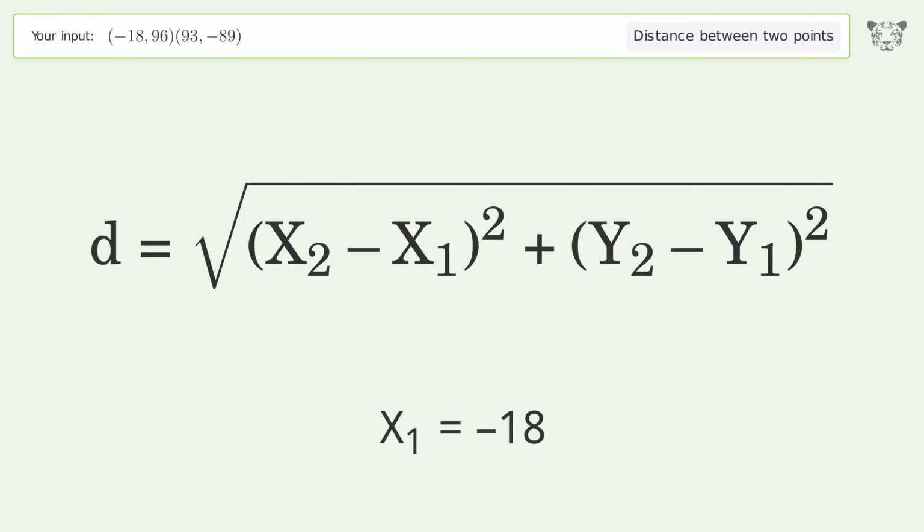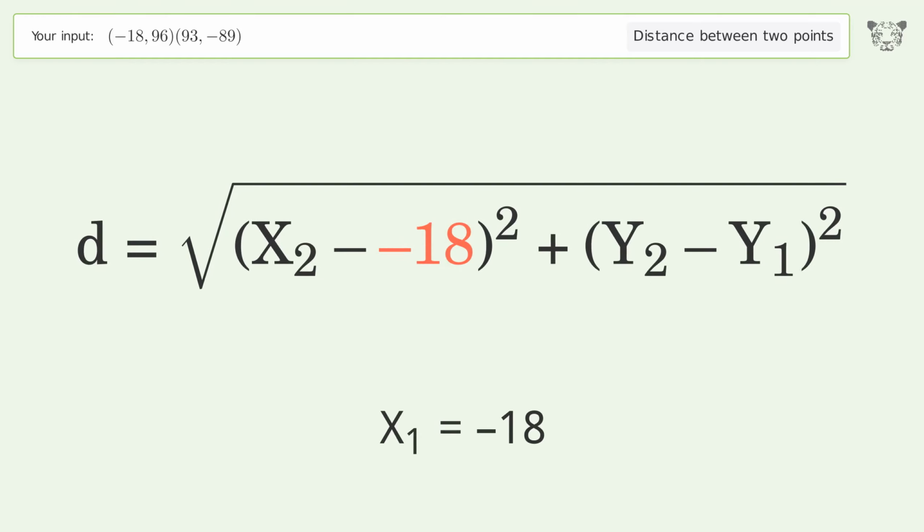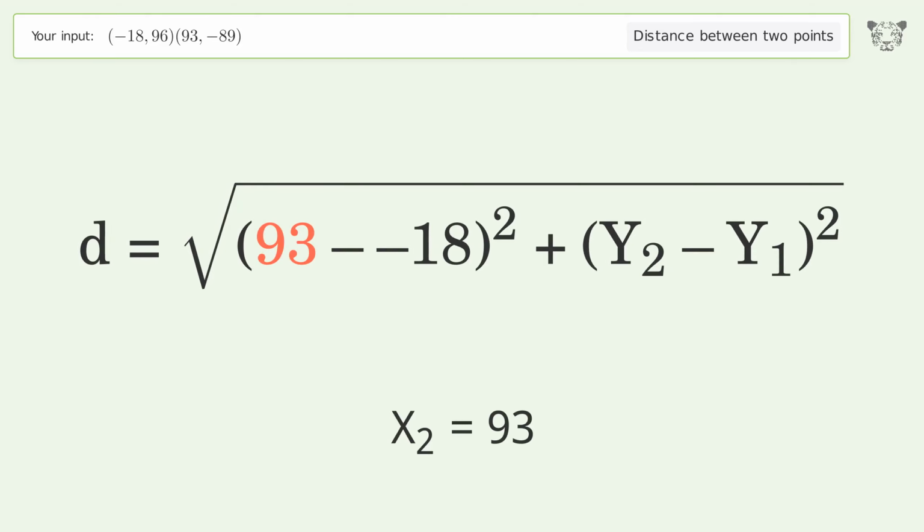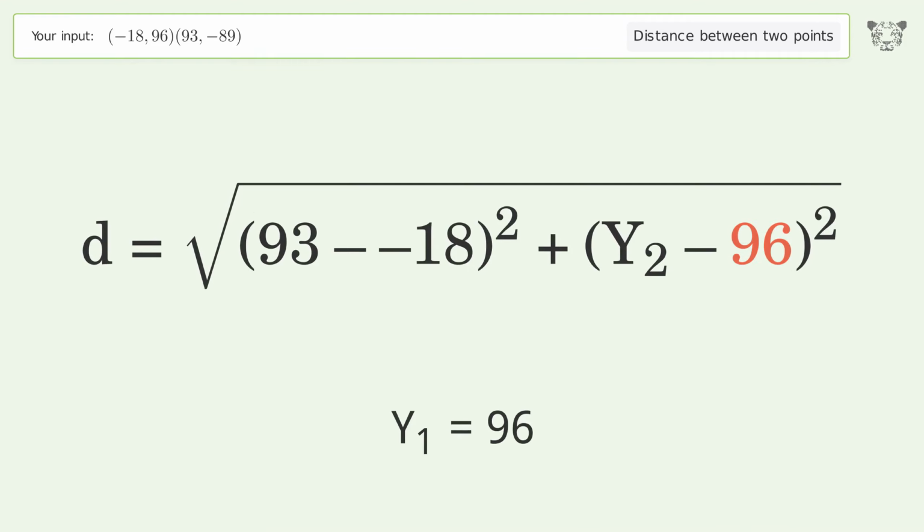x1 equals -18. x2 equals 93. y1 equals 96. y2 equals -89.